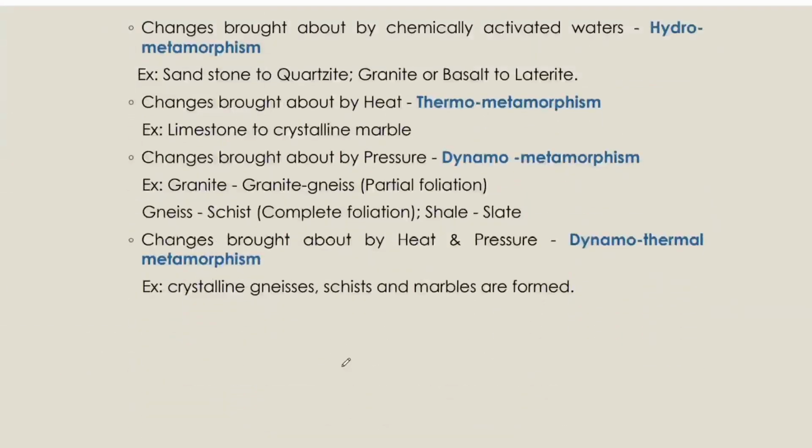Changes brought about by chemically activated waters are called hydrometamorphism. For example, sandstone to quartzite, granite or basalt to laterite. After that, if the changes are brought about by heat, the metamorphism will be called thermometamorphism. An example is limestone to crystalline marble. And if the changes are brought about by pressure, it will be called dynamometamorphism. An example is granite to granite gneiss.